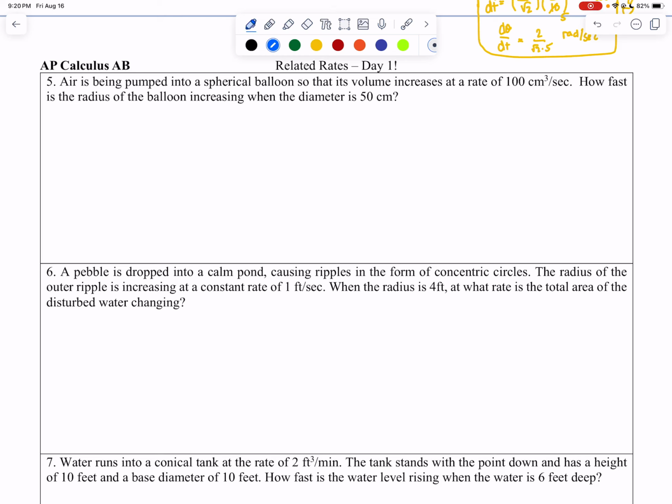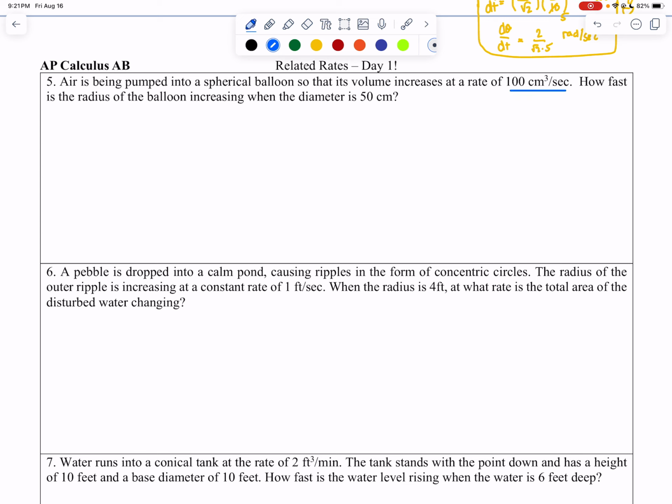Alrighty, in this video, we are going to be talking about number 5 and number 6. These are going to be dealing with, let's say, circles, I would say. Number 5, we have air being pumped into a spherical balloon so that its volume increases at a rate of 100 centimeters cubed per second.